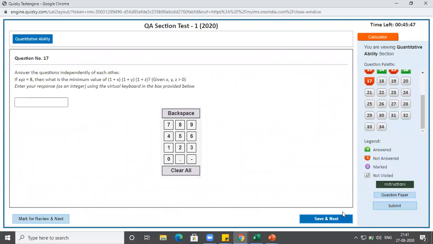Okay. If XYZ is equal to 8, then what is the minimum value of (1 plus X)(1 plus Y)(1 plus Z)? So 1 plus 2, 1 plus 2, 1 plus 2, with X, Y, Z equal to 2. That gives 3, 3, 3, so 27 has to be the answer.